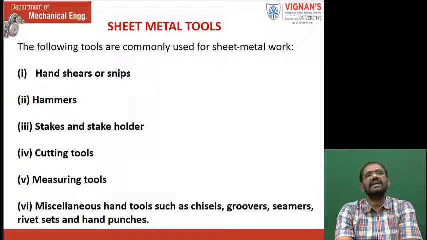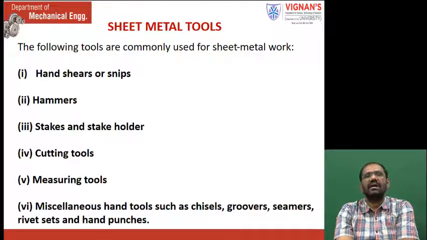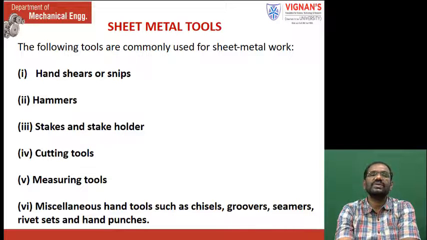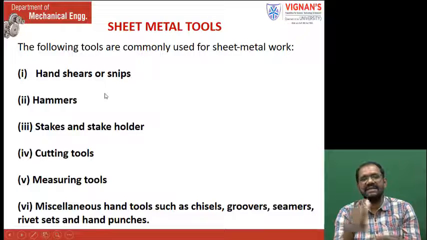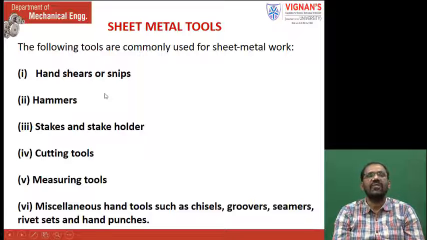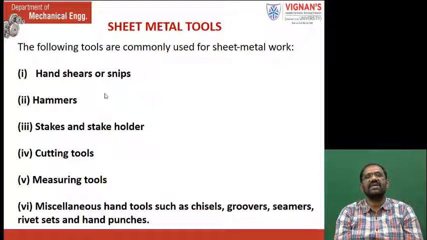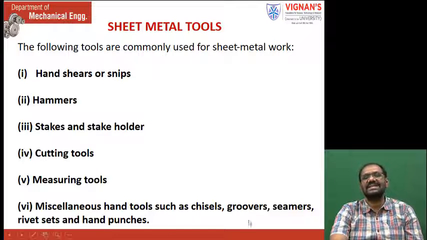Next, what are the tools used in the tinsmithy? The following tools are commonly used for sheet metal work. They are hand shears, arc knives, hammers, stakes and stake holders, cutting tools, measuring tools, and miscellaneous hand tools such as chisels, grooves, seamers, rivet sets, and hand punches.